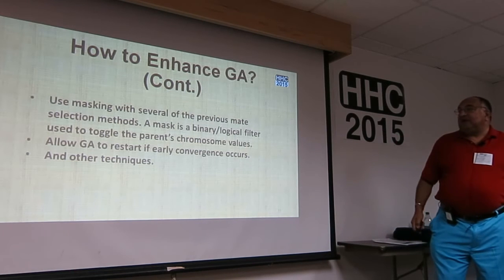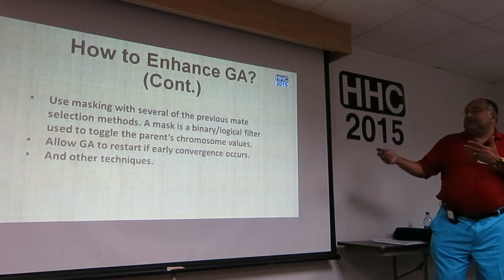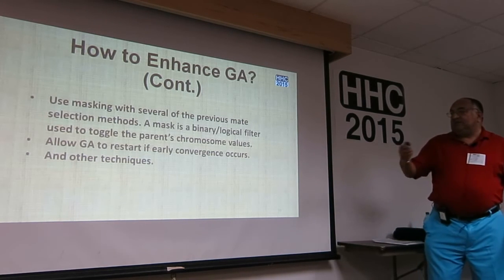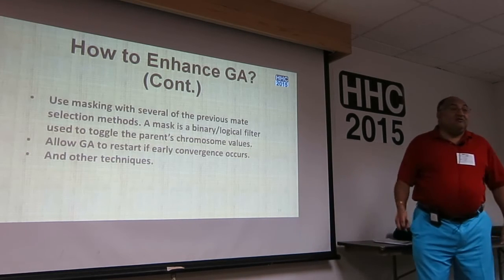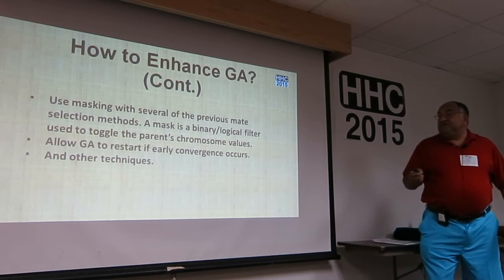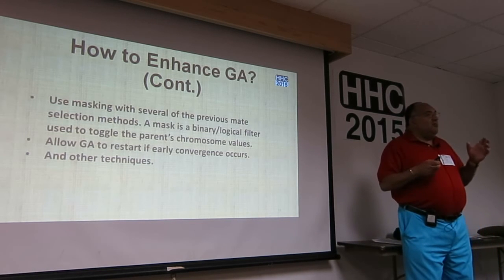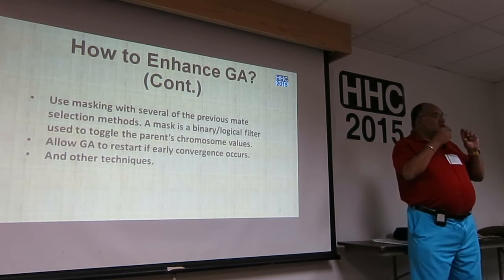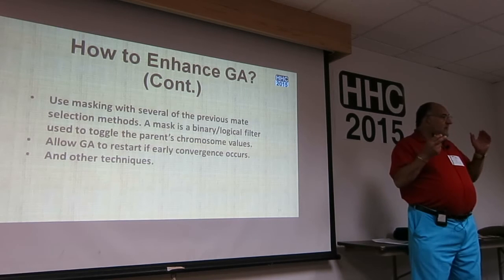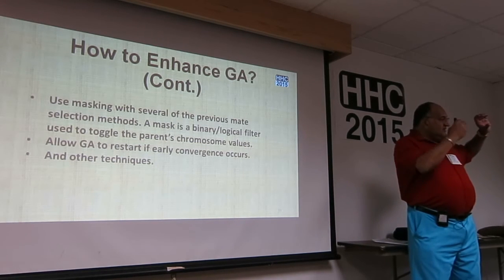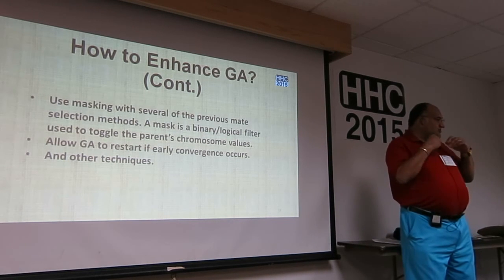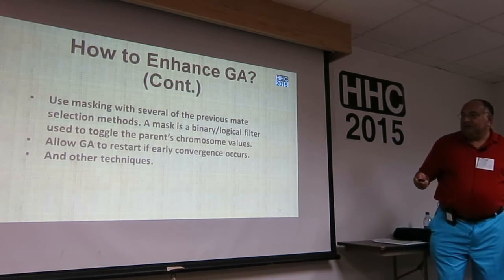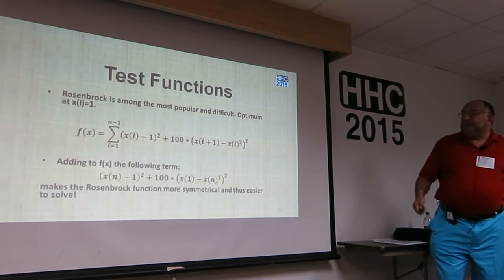And we can use masking with several of the previous mating selection methods. A mask is a binary logical filter that toggles the parents' chromosome values. And we can allow GA to restart if early convergence occurs. What we do is we watch the number of iterations where there's no improvement, and we have a limit. If it reaches that limit, then we just trigger a new search with a new population. And then there are other techniques.